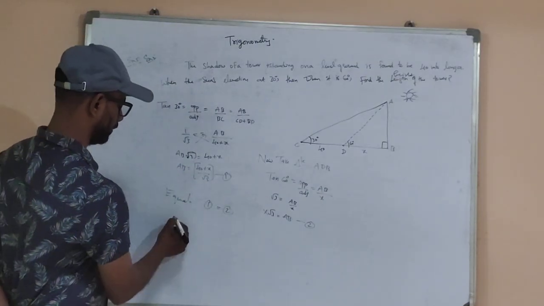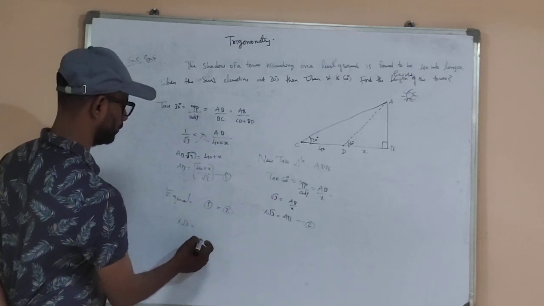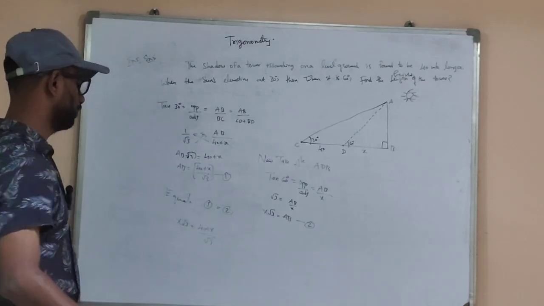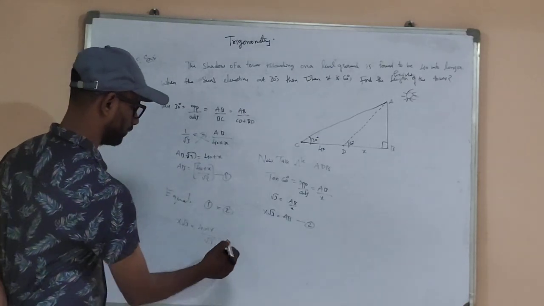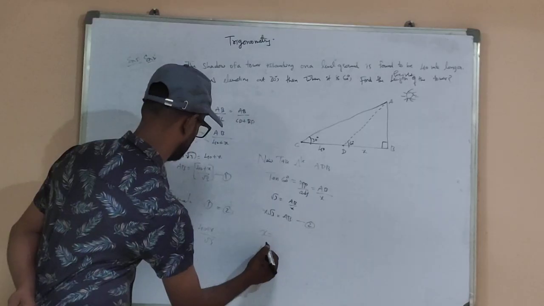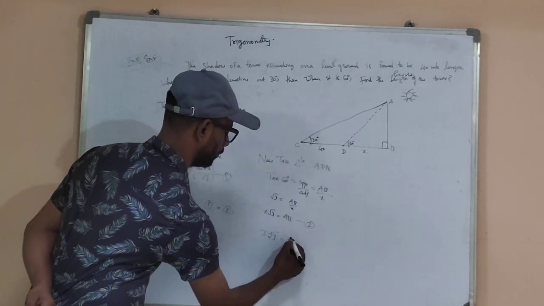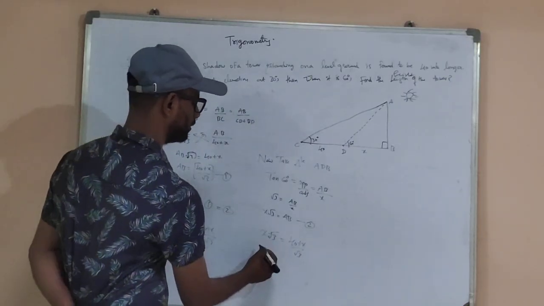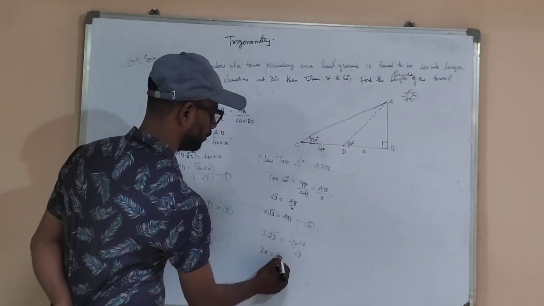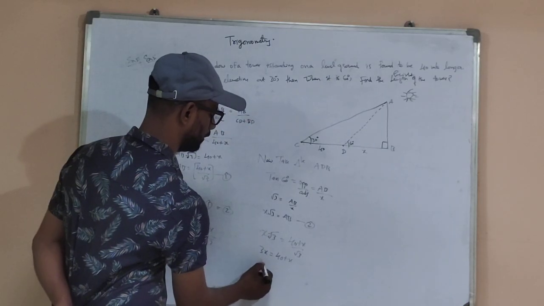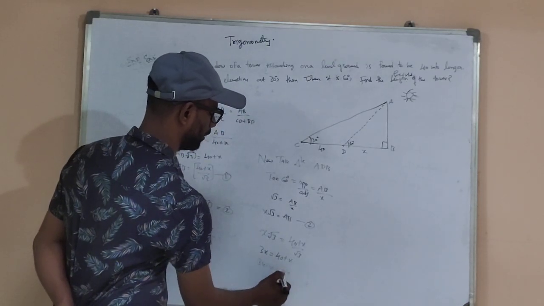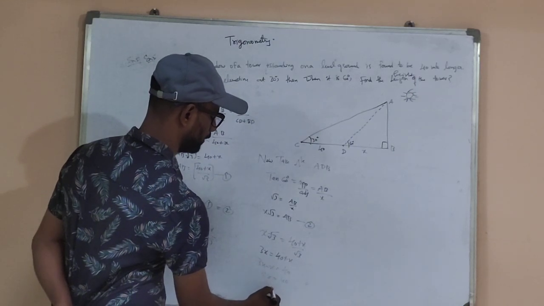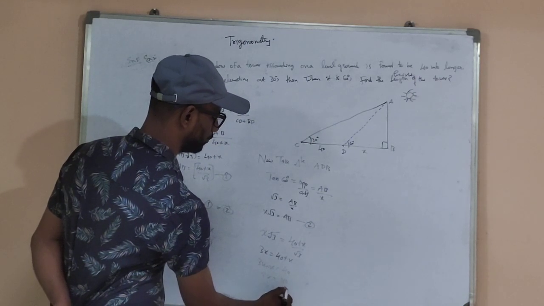Then what happens? x root 3 is equal to 40 plus x by root 3. I am doing cross multiplication. Root 3 into root 3 is 3, so 3x is equal to 40 plus x. 3x minus x is equal to 40, so 2x is equal to 40. x is equal to 40 by 2, which is 20.